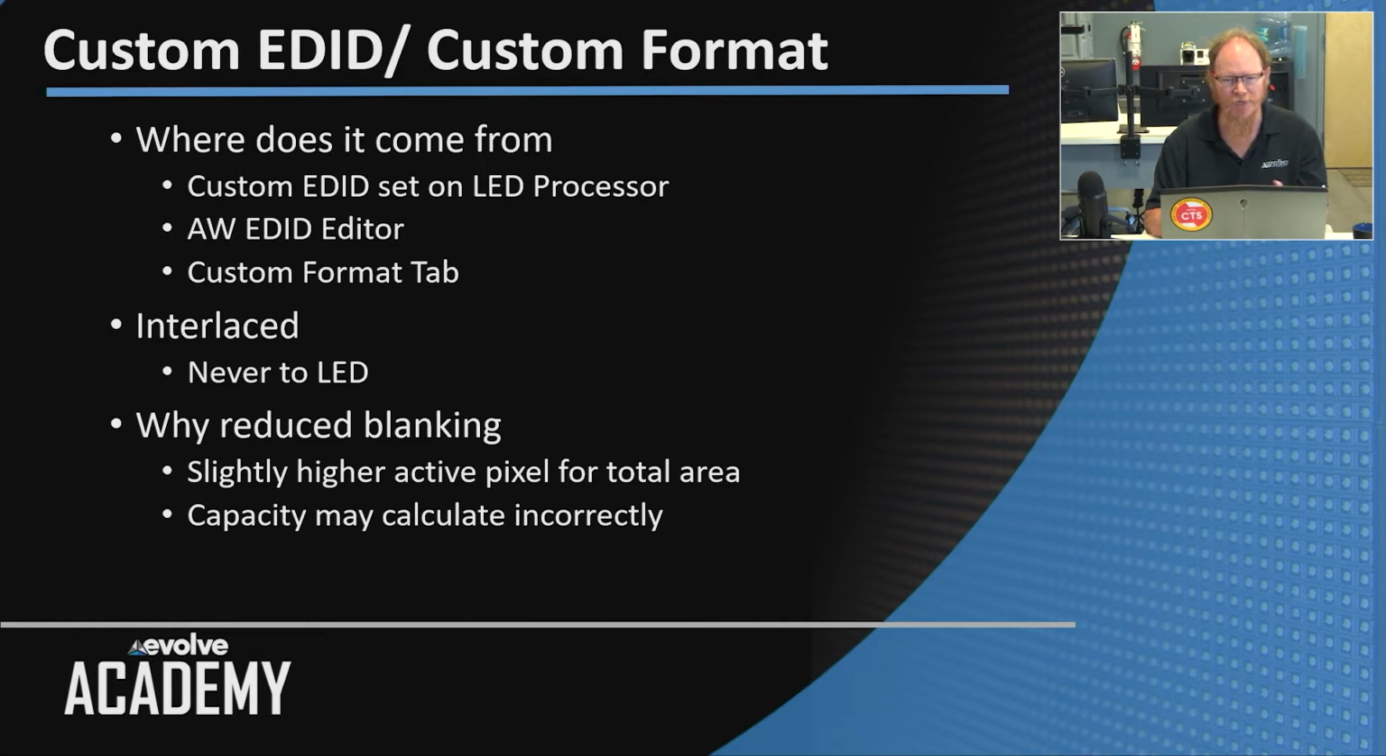Custom formats and EDIDs differentiate. Basically, an EDID maxes out at 4096 wide. A custom format can go wider and taller than an EDID, and it's not dependent on a source. It pushes the pixels out regardless of what the EDID is.